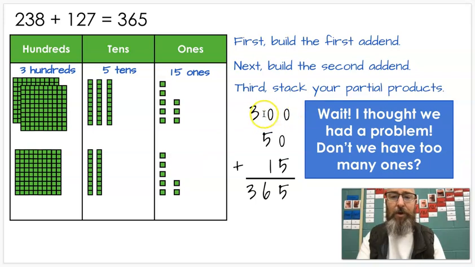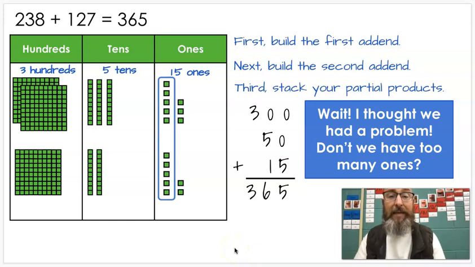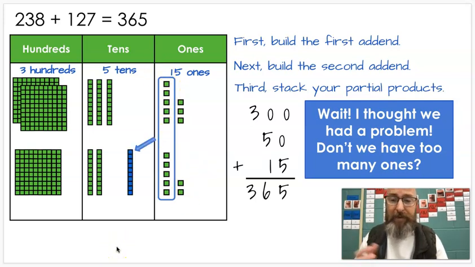And you can see that here. 300, 50 for the 5 tens, 15 for the ones. If I were moving those, because I have more than 10, I'm going to take 10 and I'm going to move them over here. Because as we said at the beginning when I was reviewing, 10 ones makes a 10. And so that 10 over here slides over here to the tens place.